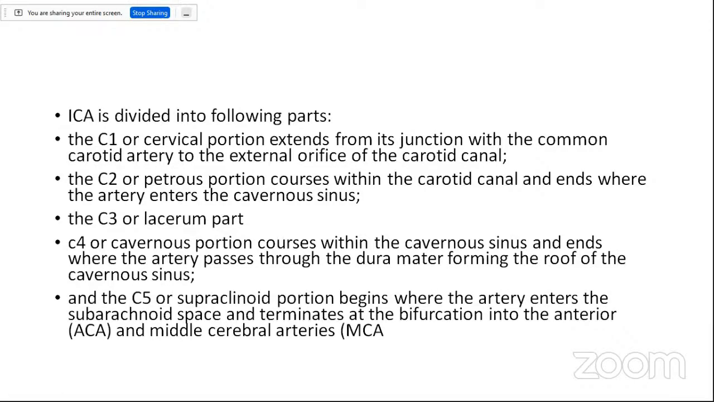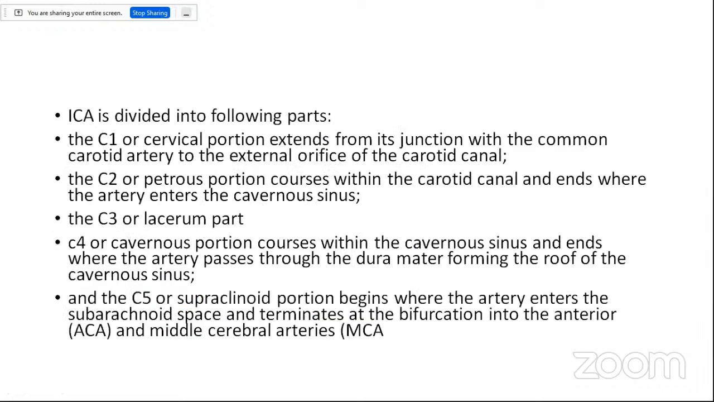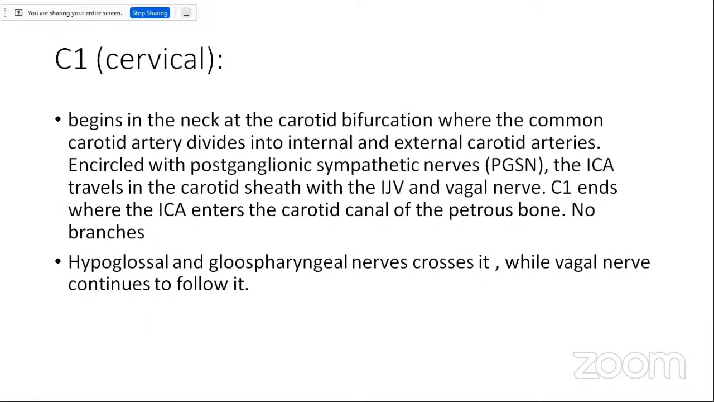The C5 or the supraclinoidal portion begins where the artery enters the subarachnoid space and it terminates at the bifurcation into ACA and MCA. So again, just to remember these parts, you have cervical, petrous, lacerum, cavernous, clinoidal, and then the supraclinoidal segment comprising the ophthalmic and communicating artery. So now we'll be dealing with each of the parts separately along with their pictorial representations.